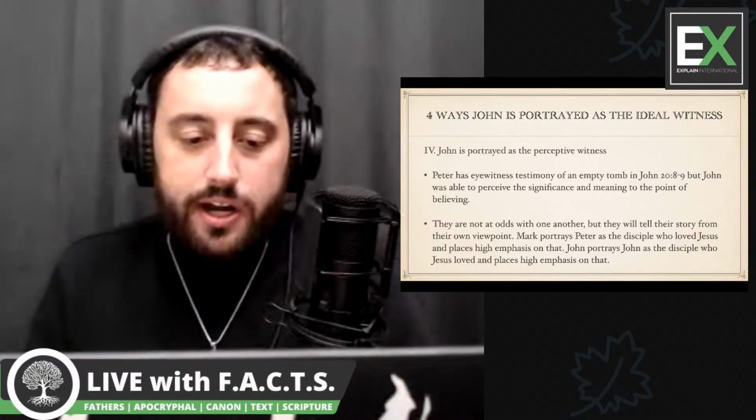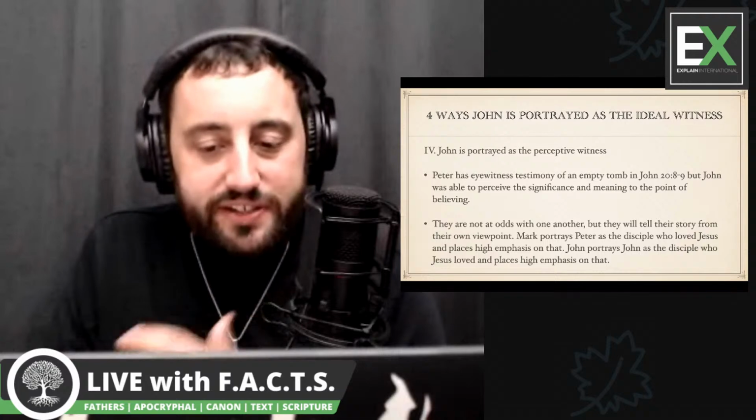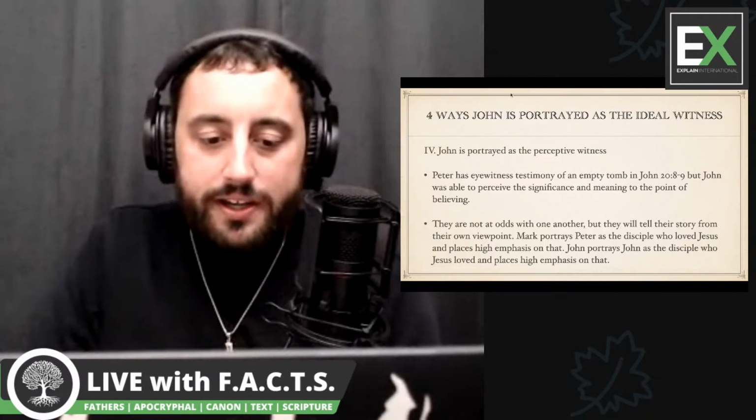And John is portrayed as the disciple whom Jesus loved, and the gospel account places a high emphasis on that. So when we're looking at these things, these are indicators, once more, that John is an ideal witness, and there are evidences left within the text showing us that he was indeed a writer and that he was there on the spot. And if it's not John, then who is it?